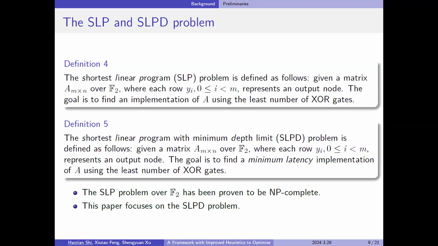Then we formalize the SLP and SLPD problem. Given the matrix A, the SLP problem aims to find an implementation of it using the least number of XOR gates. The SLPD problem differs in that the goal is to find a minimum latency implementation of it using the least number of XOR gates. Note that the SLP problem over F2 has been proven to be NP-complete, and this paper focuses on the SLPD problem.